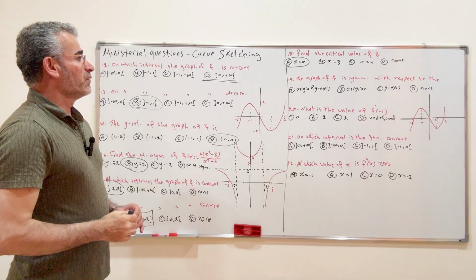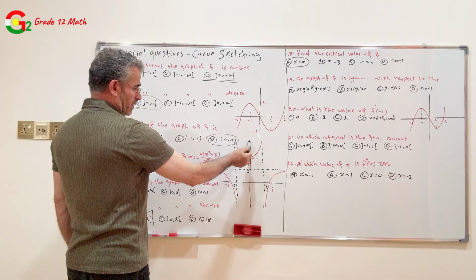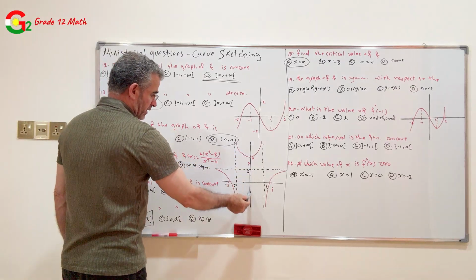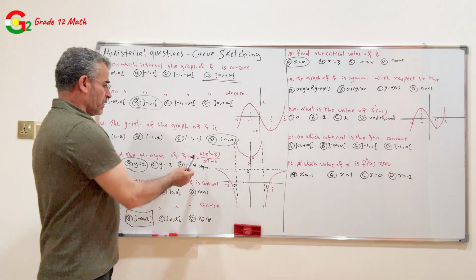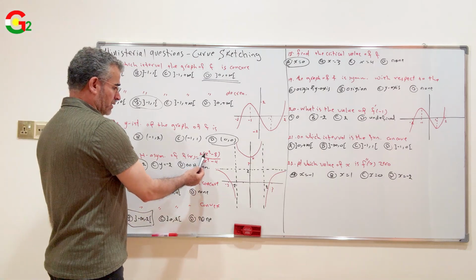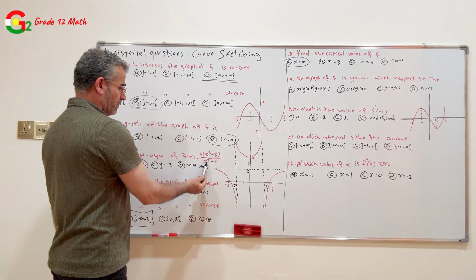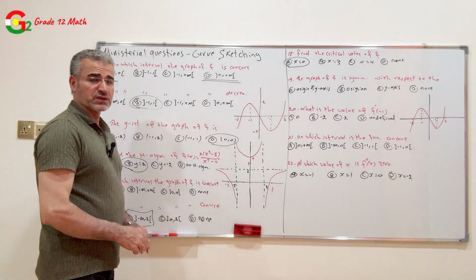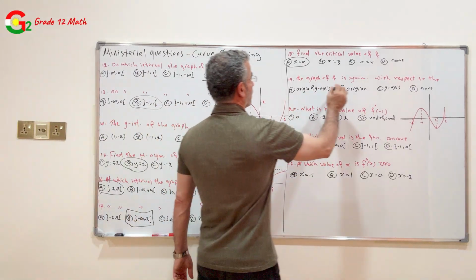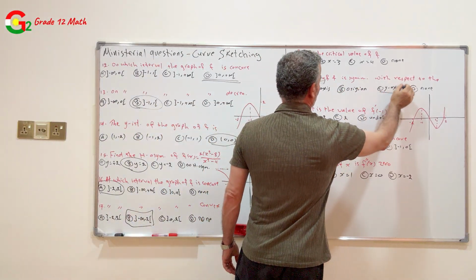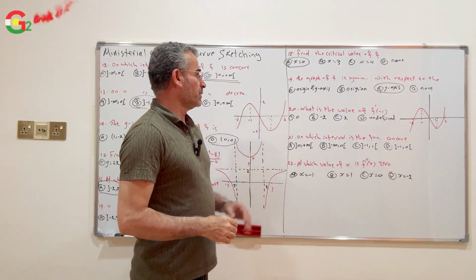Number 19. The graph of f is symmetric with respect to. The graph of f, as you see, is symmetric about the y-axis and the function is even. If we check this function, we have even function minus even function over even function minus even function, so even over even. Therefore, the graph of the function is symmetric about the y-axis. Question number 20.